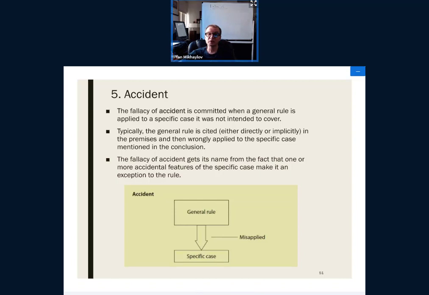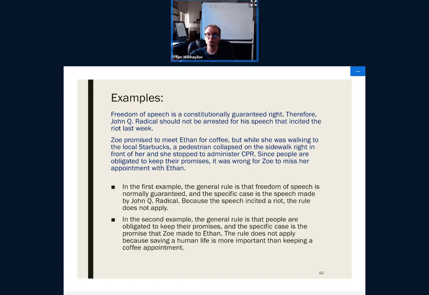Accident, we say, is a type of fallacy when some sort of general rule is misapplied to a specific case. Something like this: freedom of speech is a constitutionally guaranteed right, therefore John Q. Radical should not be arrested for his speech that incited riot last week. Now, it is true that there is a general rule, the constitutionally guaranteed freedom of speech, the First Amendment, right? But in this case it is misapplied, because if he incited riot, there are actually Supreme Court decisions on the subject that in cases like this the freedom of speech does not apply.